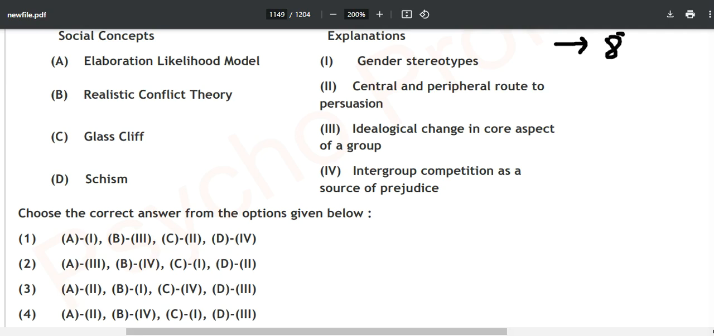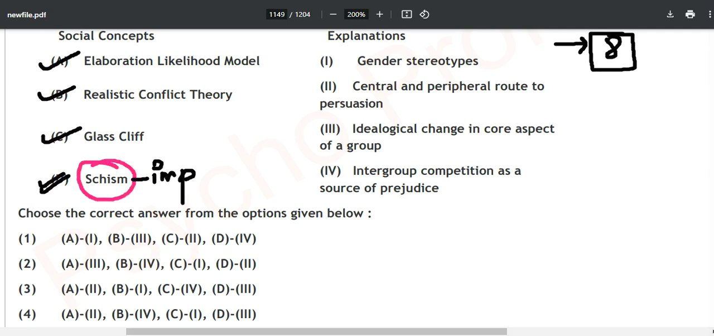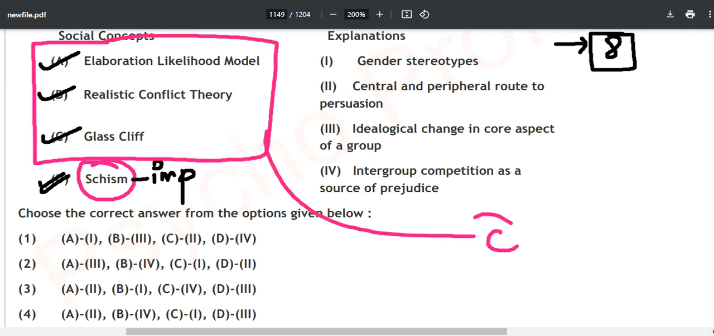We are now on unit number 8, that is our social psychology. PYQ, PYQ, PYQ, and our recent one PYQ. Most probably they will ask you again. This is IMP. And where can you read all this? Pretty easy: the C book. Open that, you will find everything mentioned over there.